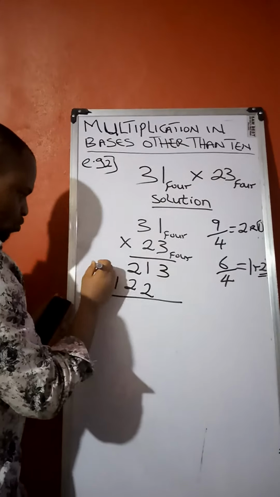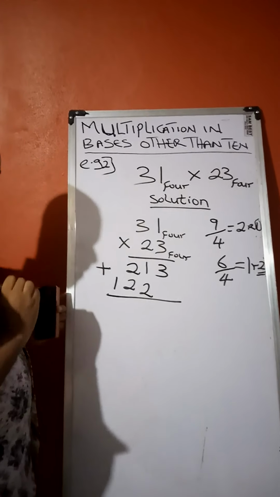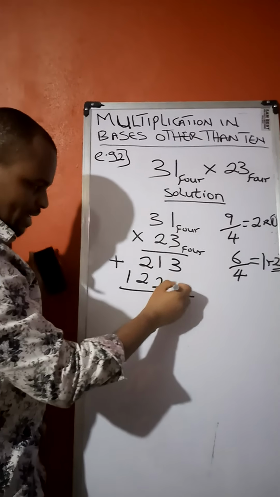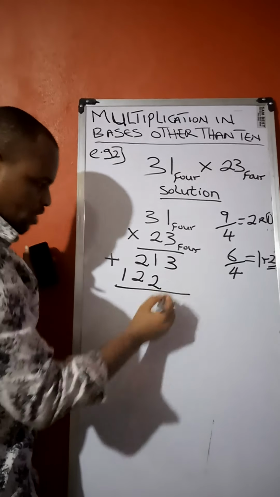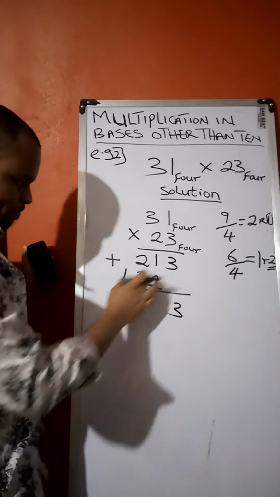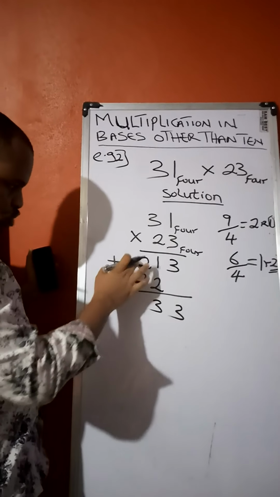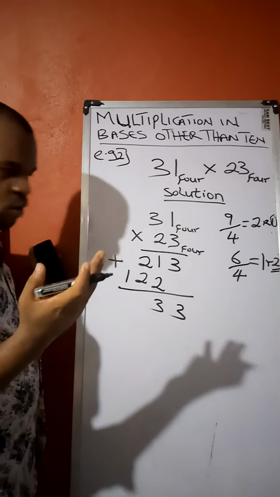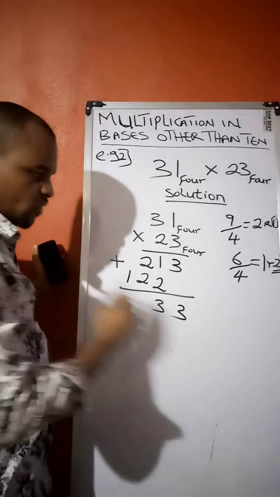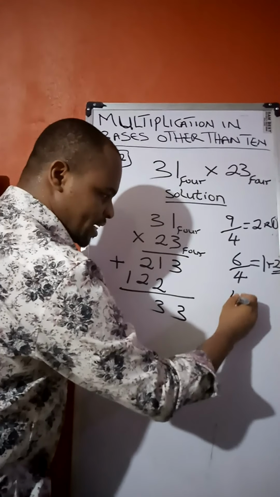The next thing is to what? You add. Now let's add. Here is assumed 0. 3 plus 0 is what? 3. 1 plus 2 is what? 3. 2 plus 2 is 4. I cannot have 4 in base 4. So I have to do this process again.